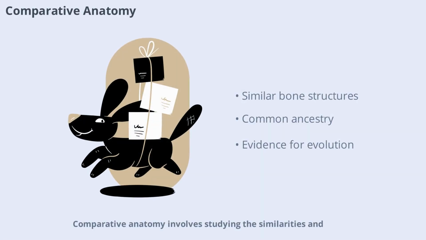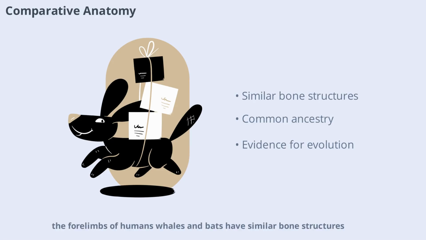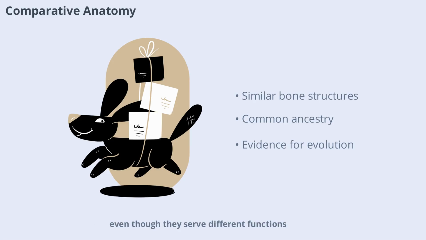Comparative anatomy involves studying the similarities and differences in the body structures of different species. For example, the forelimbs of humans, whales, and bats have similar bone structures, even though they serve different functions. These similarities suggest a common ancestry and provide strong evidence for evolution by natural selection.